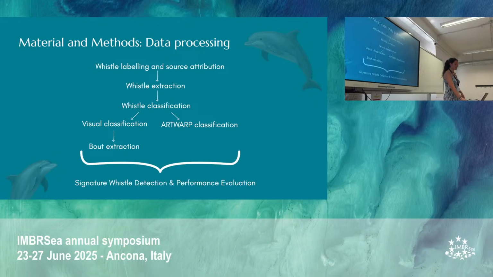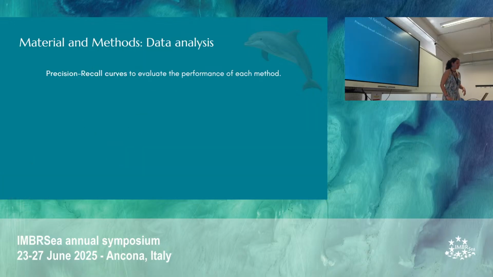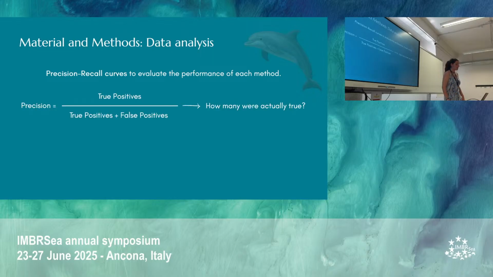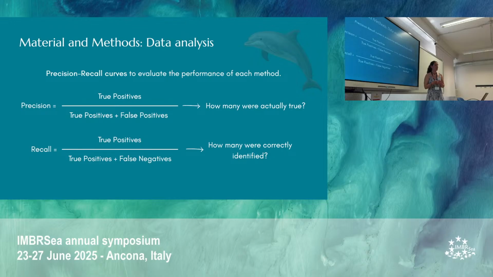After we did all of this, we proceeded to the performance evaluation of each method. How did we do this? With precision-recall curves to evaluate how the different parameter combinations could affect the performance. But what is precision and what is recall? That's a nice question. Precision basically looks at how many of the identified signature whistles were actually true signature whistles, and then recall looks at how many of the true signature whistles were correctly identified.